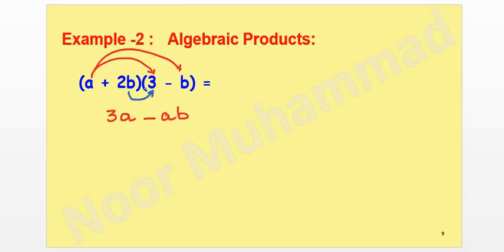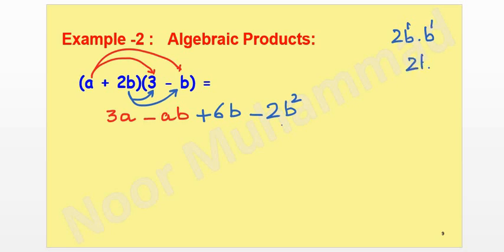Now 2b times 3, both of them are positive, so it's going to be positive. 2 times 3 is 6b. Now this 2b is going to be multiplied with this negative b. So positive and negative, first of all it will give me negative 2b times b. So 2b times b, how much is it? It is 2b squared. In my last video of exercise 11a, I explained in detail that this has exponent 1, this has exponent 1. So that's why when we have the same letters to multiply, we continue with the same letter and we add their exponents.